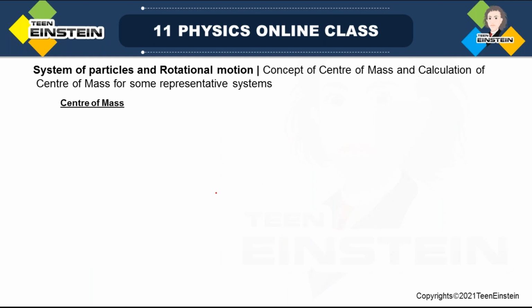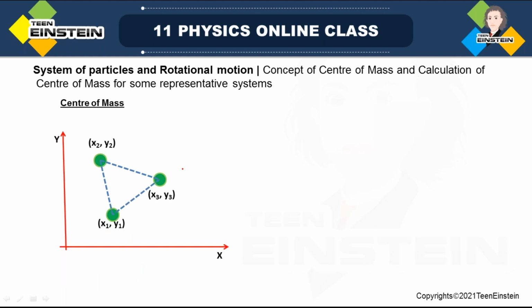Now suppose my object is a rigid body that is not one dimensional. I take a two dimensional object of three masses, not in a straight line, but in a plane. So this is m1, this is m2, this is m3.